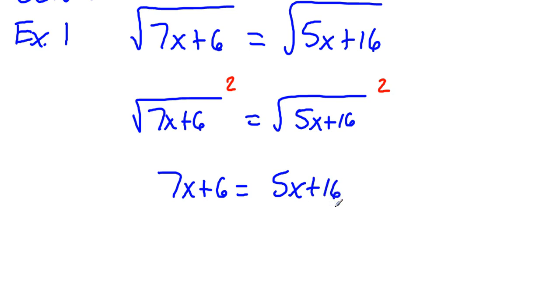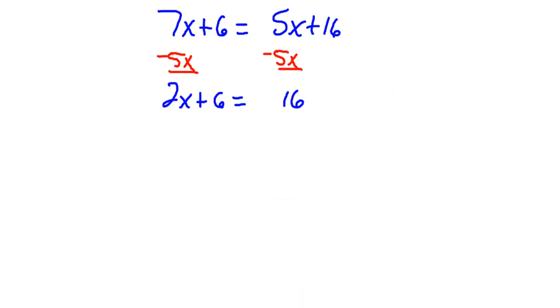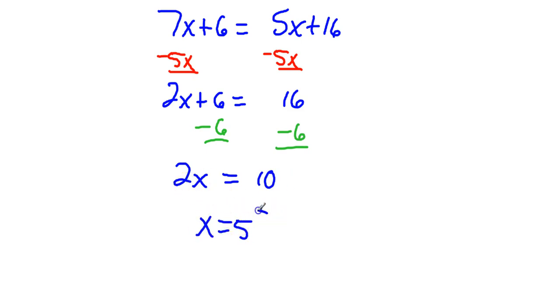And from there, it's just a regular solving equation. I would say get rid of the 5x on both sides for the first step. And then subtract the 6. And then divide by 2. So then you get x equals 5.